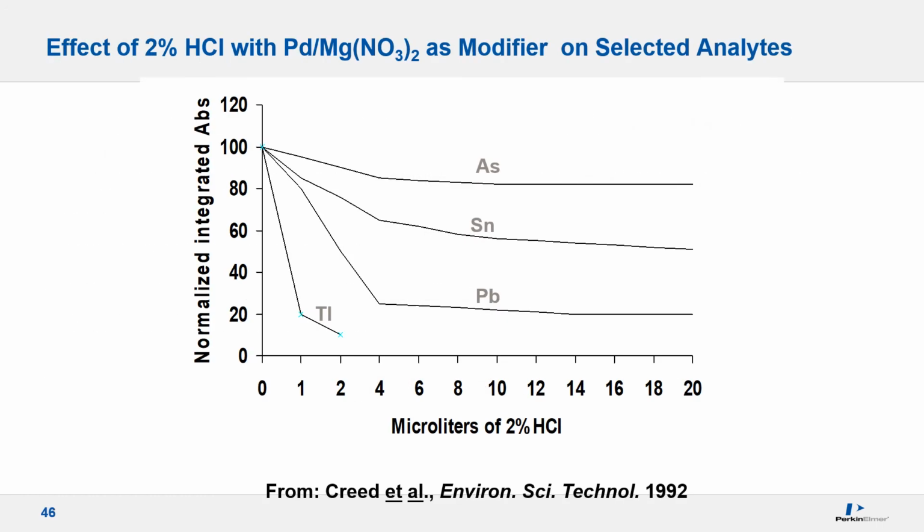Here we see the rather dramatic effect of chlorides as introduced in varying amounts of 2% hydrochloric acid with a traditional furnace program in use with palladium and magnesium nitrate as a mixed modifier. It can be readily seen that we are losing significant amounts of lead and thallium in particular before we even reach the atomization step. This will clearly produce inaccurate, low-biased sample data.